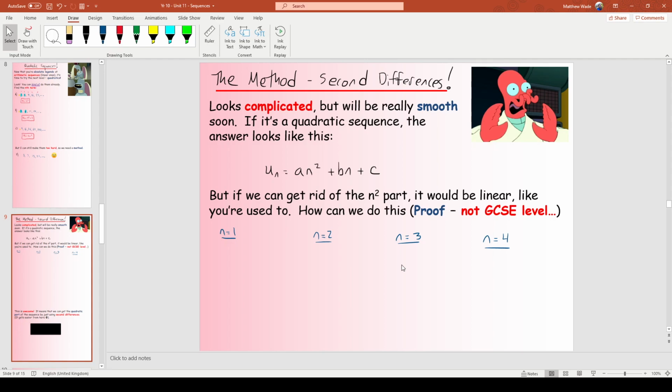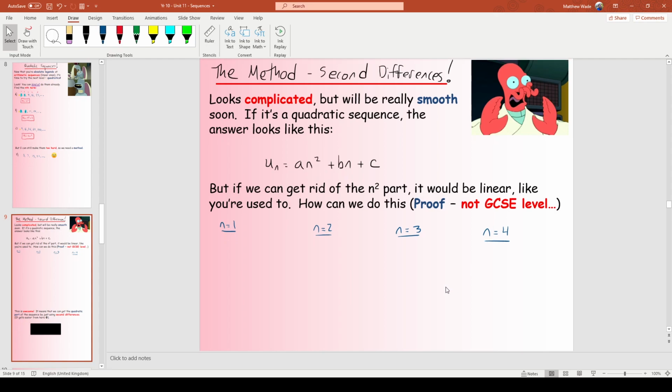So here we go. The nth term, if it's quadratic, is going to look like this, which I have here in the middle, okay? It's an squared plus bn plus c. So in other words, it's going to be something times n squared plus something times n plus something else. That's what it's going to look like, my buddies. If it's a quadratic sequence, it's going to follow that shape. There's going to be an a and a b and a c, and we're going to have to work out what they are.